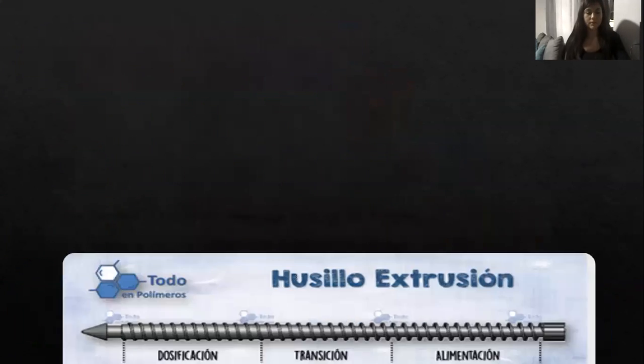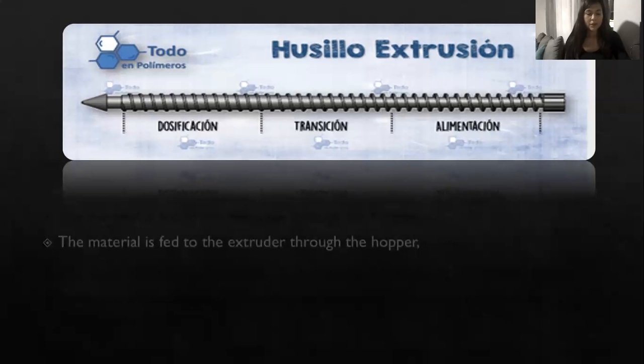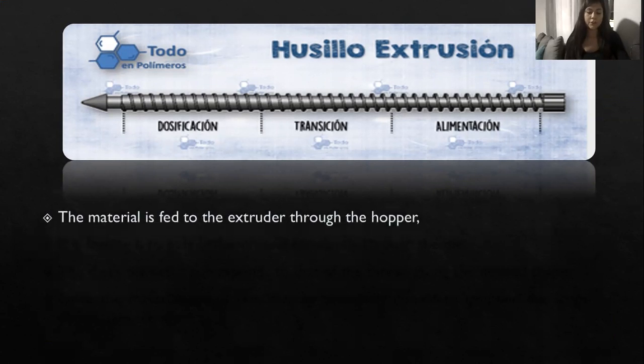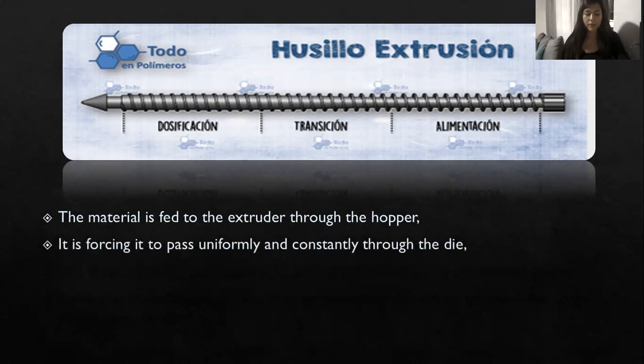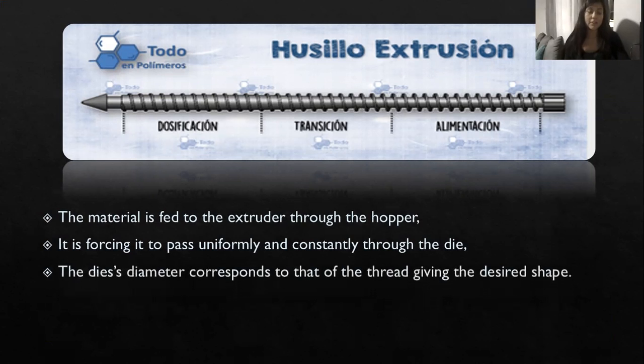For example, the screw has four main functions that are pressurizing, heating, mixing, and pumping. And to make each function more efficient, the screw is divided into zones: feeding zone, compression zone, dosing zone.